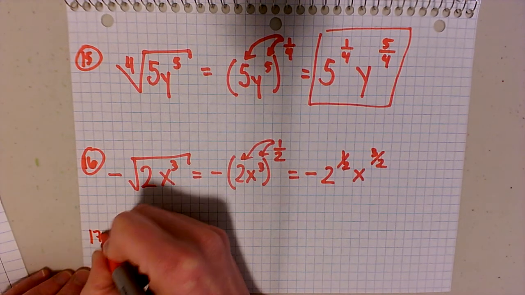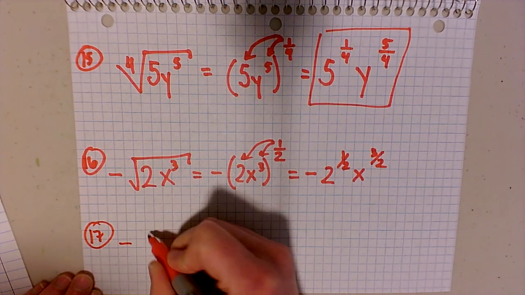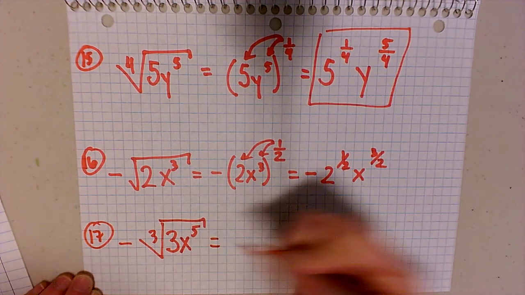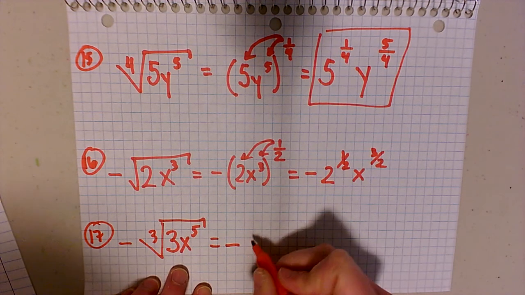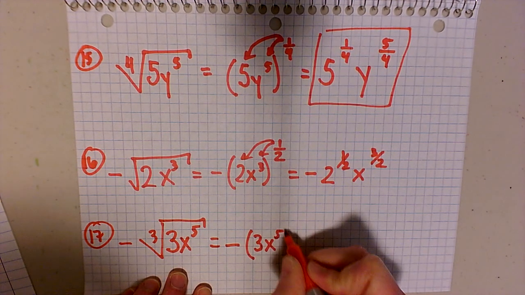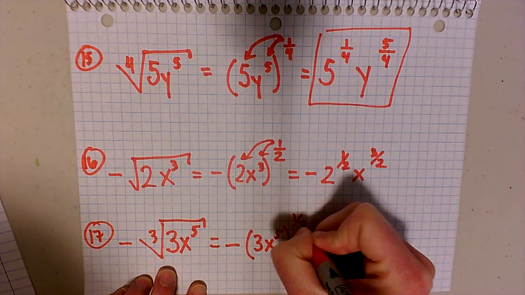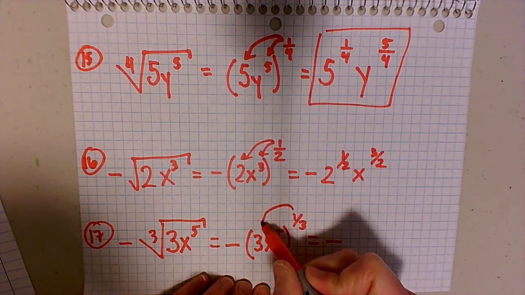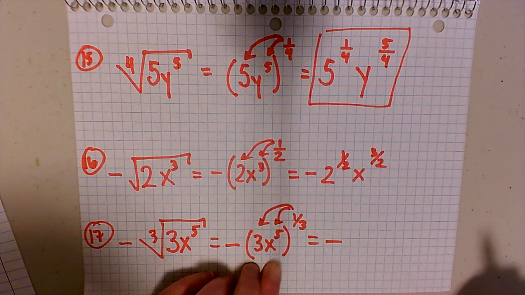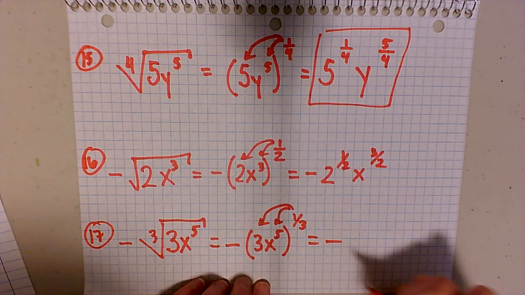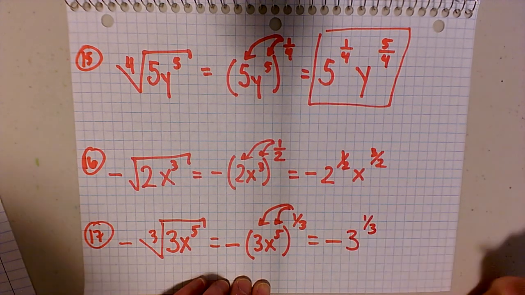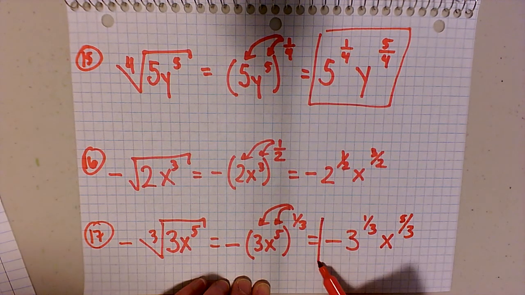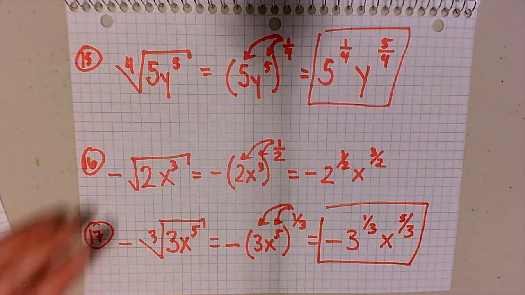Alright, 17. So for 17, we have the negative cube root of 3x to the 5th. So same thing, I'll have my negative on the outside, take that 3x to the 5th, throw them in parentheses, and raise that to the 1/3. Okay, we keep our negative on the outside, and then the 1/3 applies to both the 3 and the x to the 5th. So that'll give me a negative 3 to the 1/3, and then x to the 5/3. And then that whole thing is your answer.